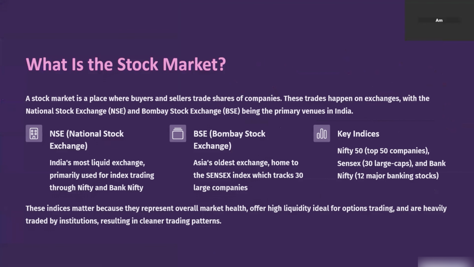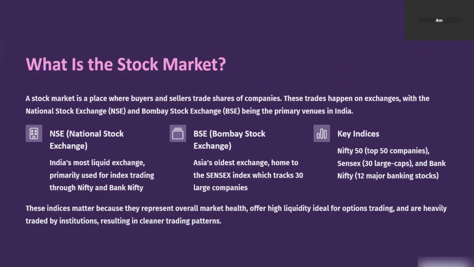So what is a stock market? See, stock market is the place where buyers and sellers trade the shares of companies. Okay, so there are trades which are happening at the exchanges and we have NSE and Bombay Stock Exchange. National Stock Exchange and Bombay Stock Exchange are two main exchanges. NSE is the most modern exchange which came in 1990s and BSE came in 1978.